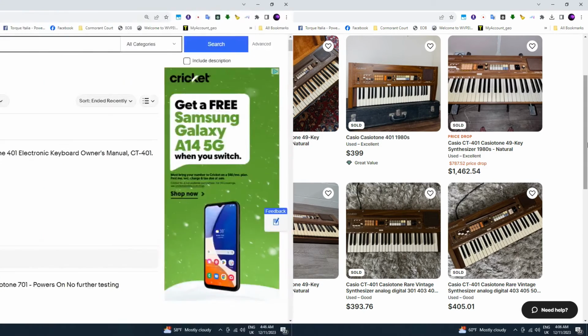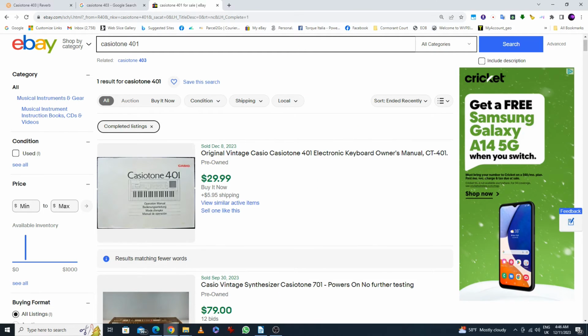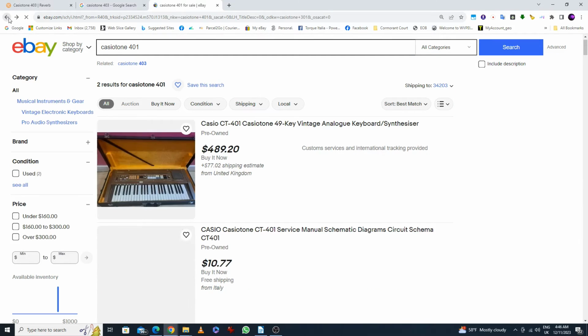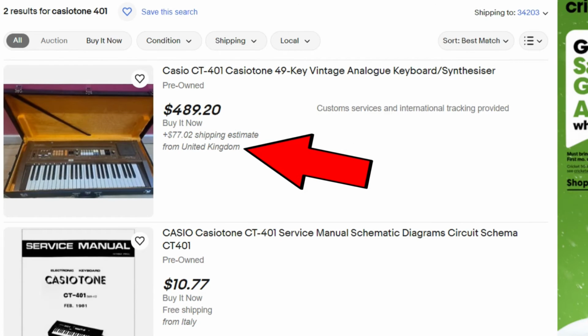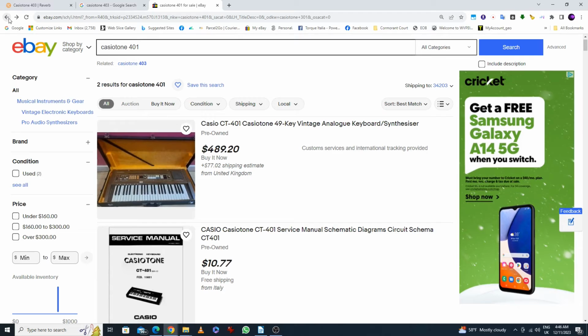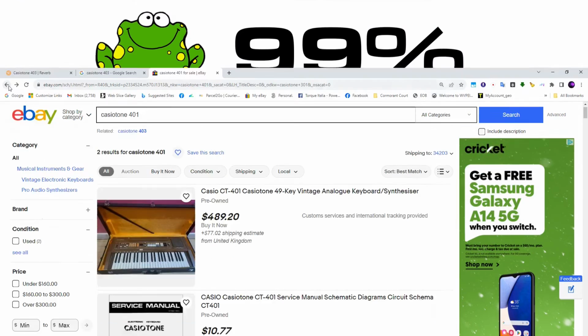Then we look on eBay. Oh, the only completed 401 listing is for an owner's manual, so let's have a quick look at current listings, and just the one available for $489, though that's in the UK. It certainly seems that the 401 is rather expensive compared with the other models.